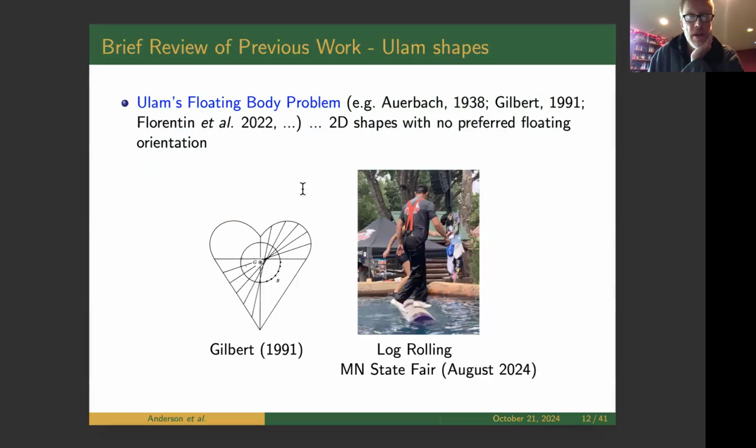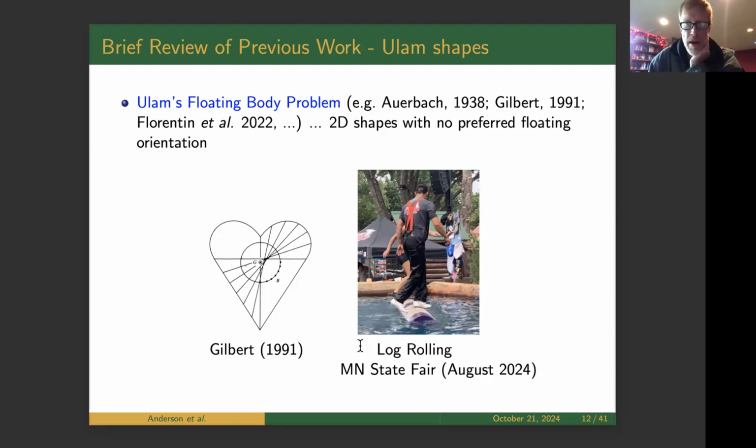Then there's what's called Ulam shapes. So these are two-dimensional cross-sectional shapes with no preferred floating orientation. If you think of a potential energy landscape, and I'll show you some of these in a little bit, it would be perfectly flat. So there's no preferred floating orientation. The simplest one of those would be a circular cross-section. You could imagine a cylinder floating. There's no particular preferred orientation.